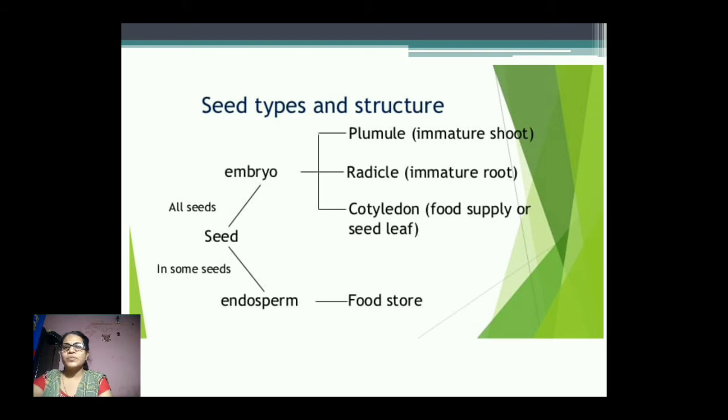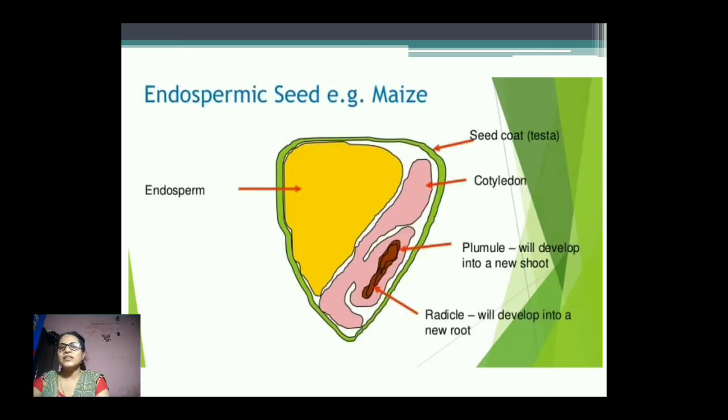Then types of seed. How many types of seeds are present? Seeds are mainly divided into embryo and endosperm. Embryo is again divided into plumule, which is the immature shoot, radicle, the immature root, and cotyledon, which supplies food or gives rise to seed leaves. Endosperm stores food. This is the structure of endospermic seed.